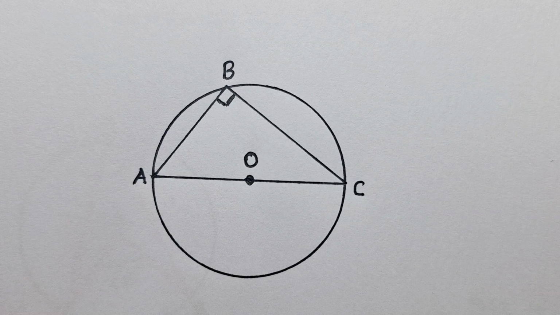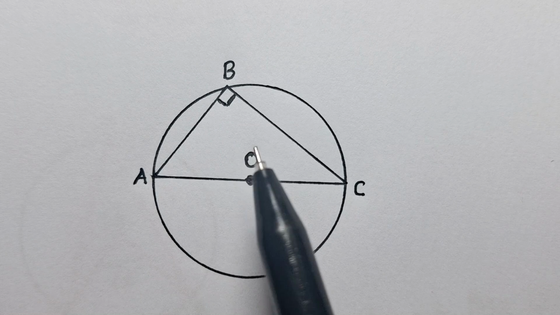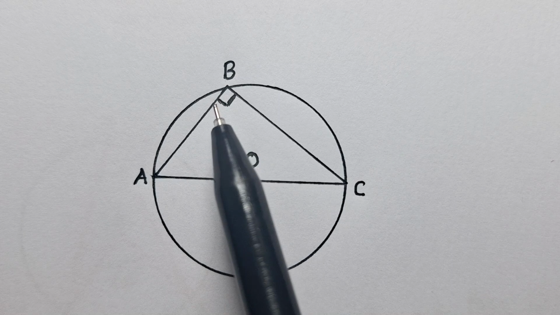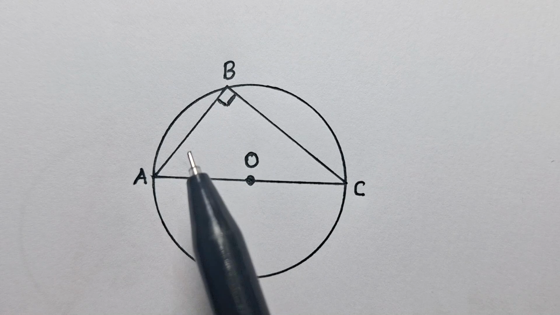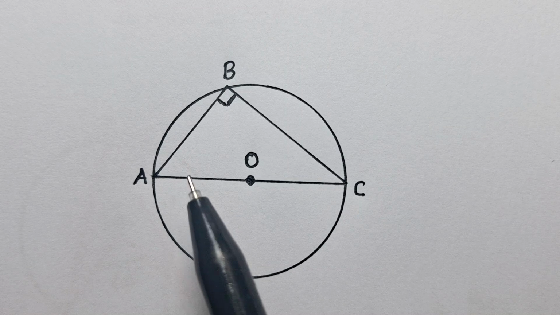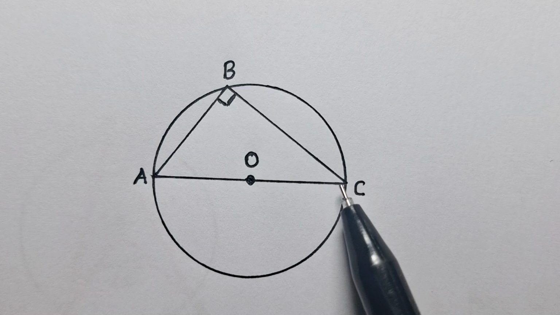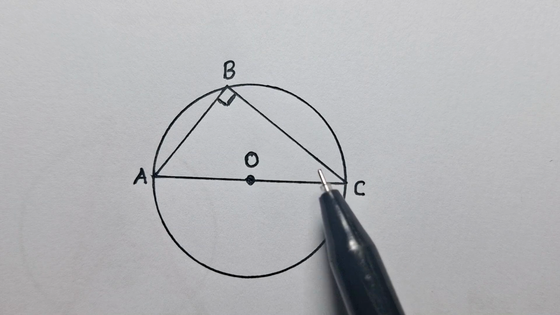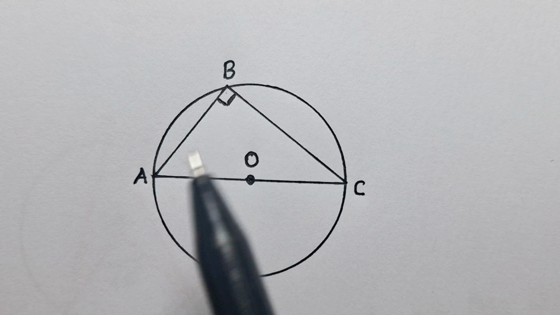For property number 3, it says that when a triangle has been formed in a semicircle, the angle here is always 90 degrees. So let me repeat this. When you've got a diameter, you can see this is a diameter, AC, and an angle has been formed at the circumference. At whichever point an angle is formed, for as long as it's touching the circumference, it's 90 degrees.